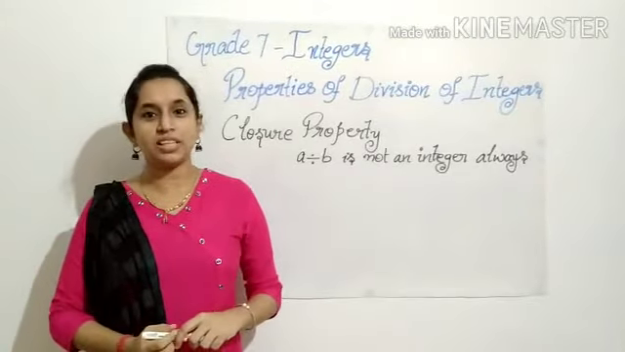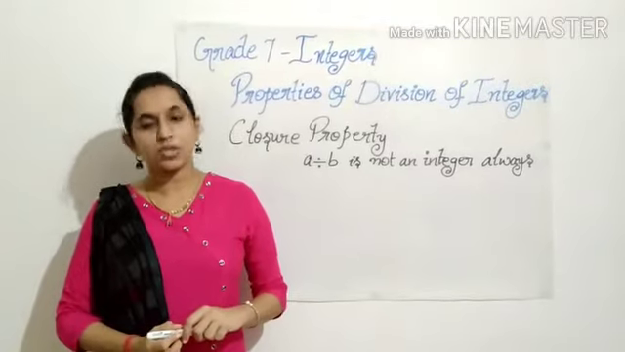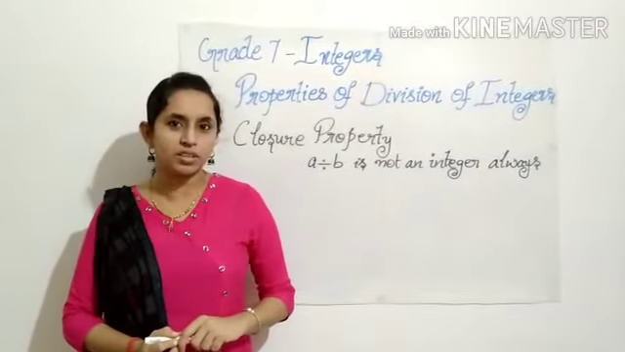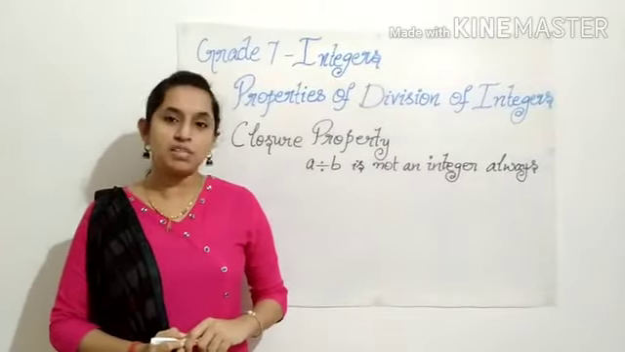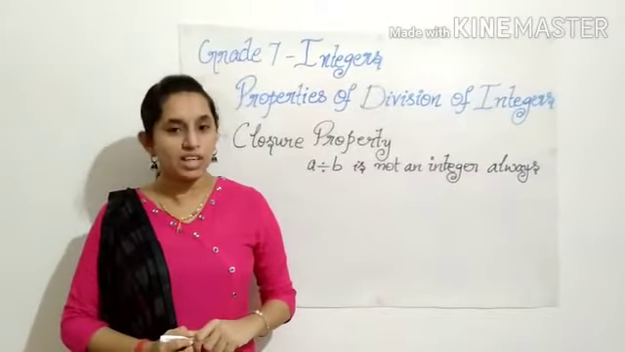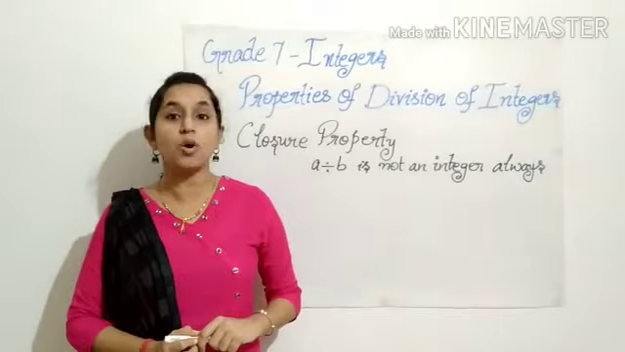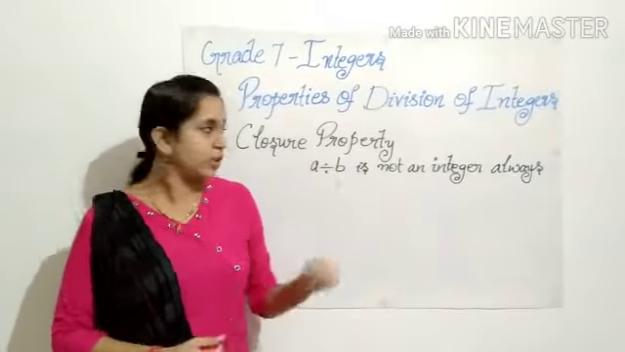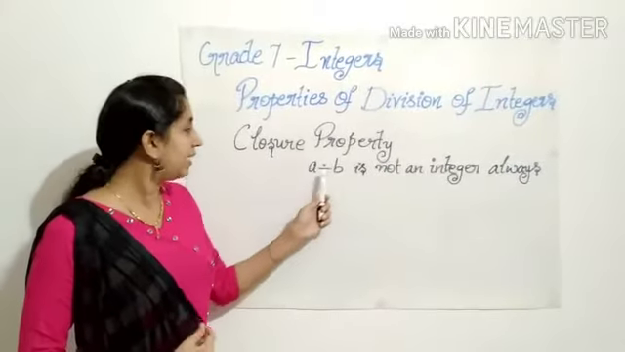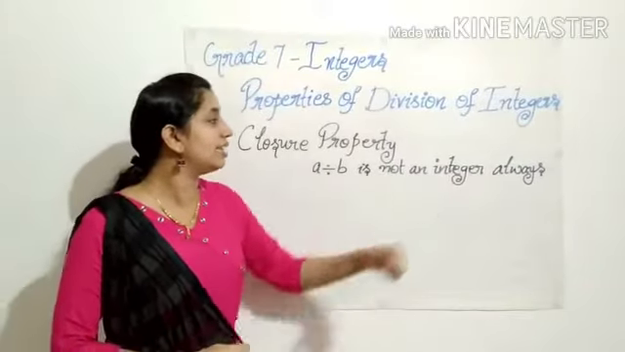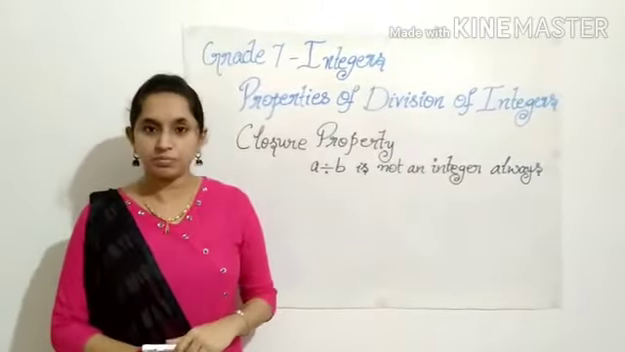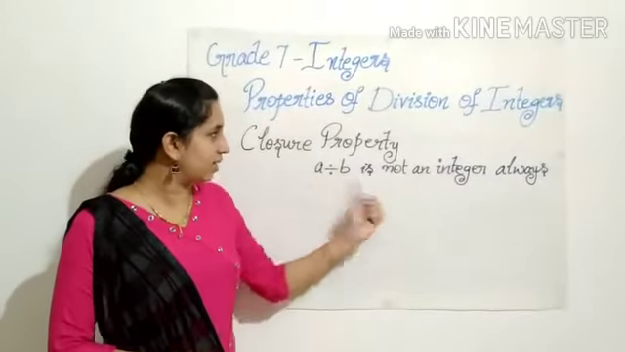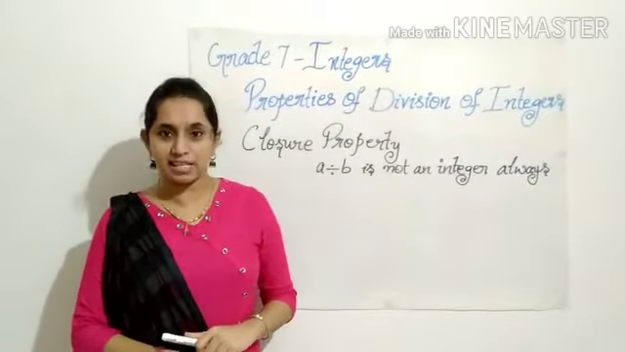The first property is closure property. So what do you mean by closure property, children? When we divide two integers, the result must also be an integer. Then only we can say that integers are closed under division. You can see I have written here a divided by b is not an integer always, where a and b are integers. Okay, let's check whether it is correct or not by an example.